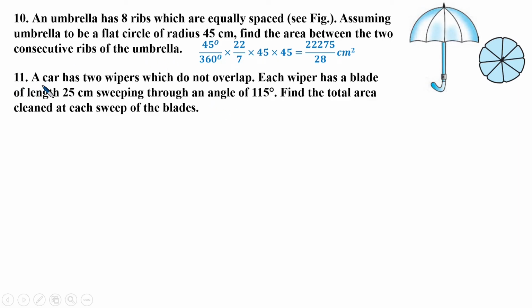Now exercise 11. A car has 2 wipers which do not overlap. Each wiper has a blade of length 25 centimeters sweeping through an angle of 115 degrees. Find the total area cleaned at each sweep of the blade. So this is also very simple. Again I write 115 degree divided by 360 degree. So this theta by 360 degree pi r square, with pi as 22/7, and there are two wipers. So this is the area of the sector, and you just simplify it and you will get this answer.